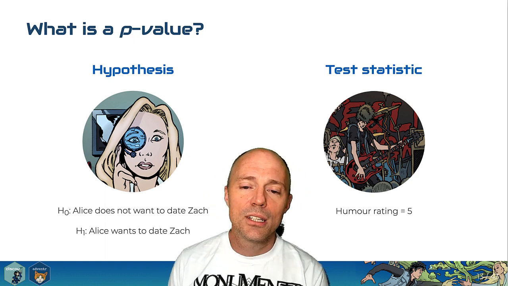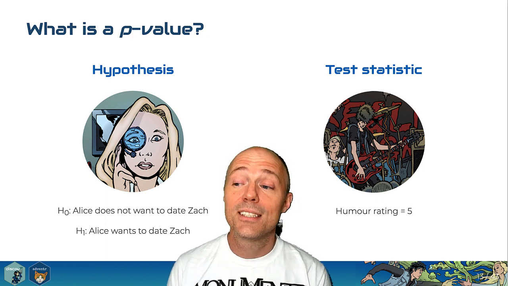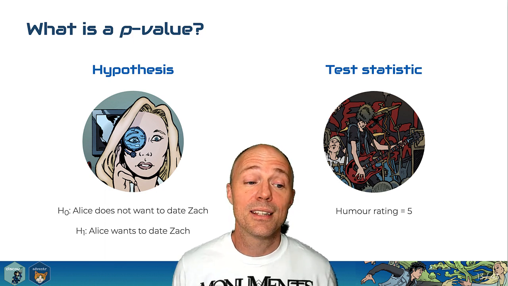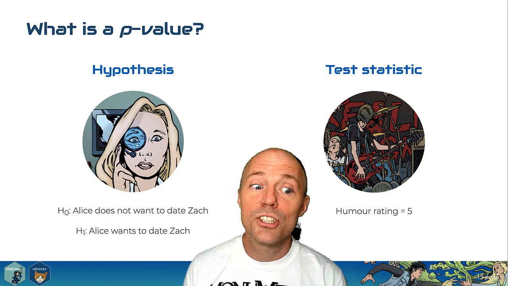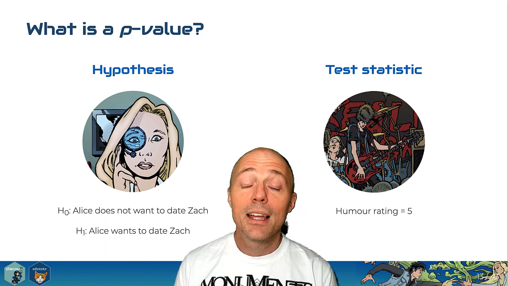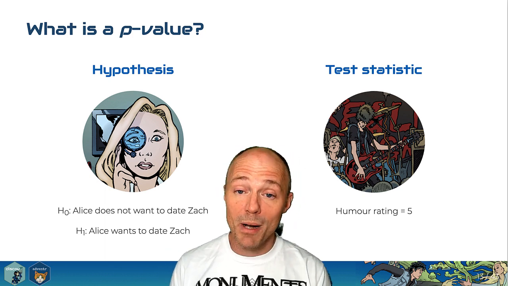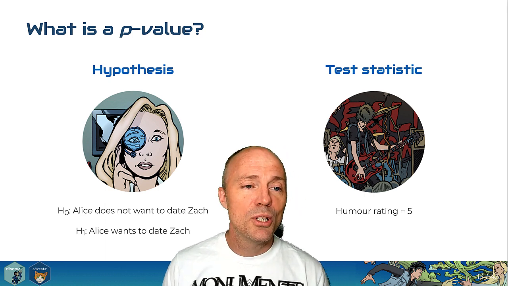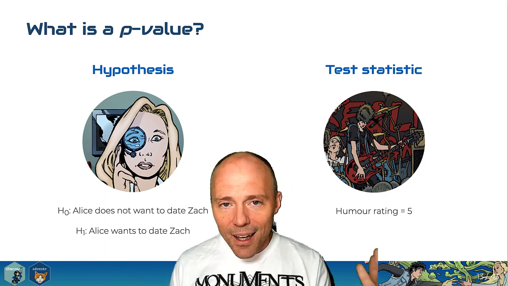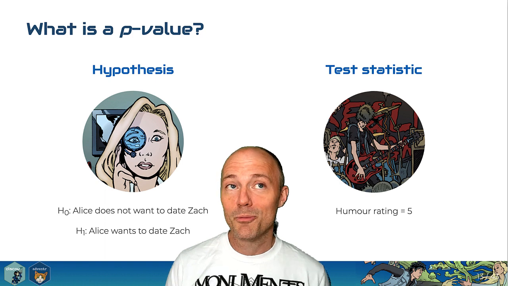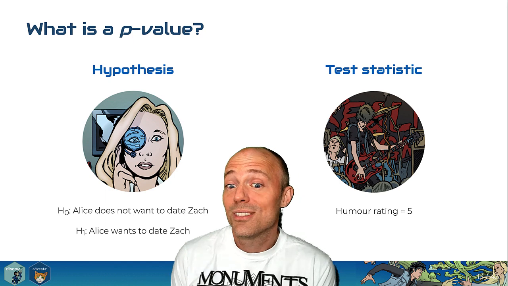So he has a bunch of information about how Alice rates people on her module when she doesn't want to date them. That's the null hypothesis: Alice does not want to date Zach. So he's suddenly got a load of information about how Alice rates people that she doesn't want to date. In particular, if he looks at the humour ratings, he knows how Alice rates the humour of people she doesn't want to date. So this is the distribution of humour ratings under the null. And he's also got a test statistic. He knows that she rated him as a 5.